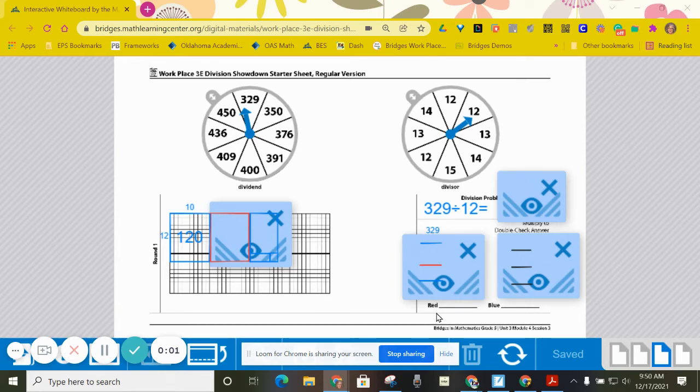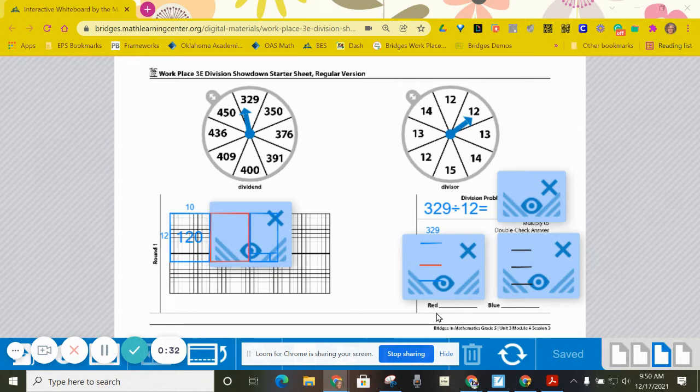These are the instructions for Workplace 3E Division Showdown. Each pair of players needs a 3E Division Showdown starter sheet to share, a 3E Division Showdown Continuation Sheet A to share, a 3E Division Showdown Continuation Sheet B to share, one spinner overlay, one red and one blue colored pencil or marker.